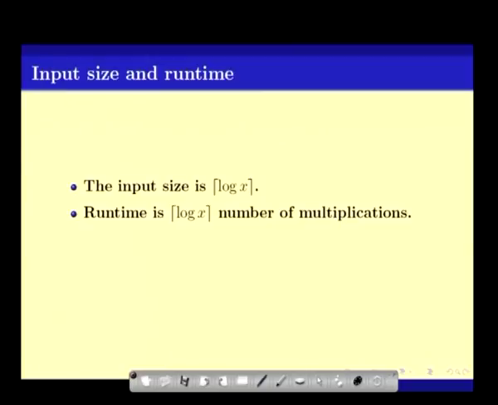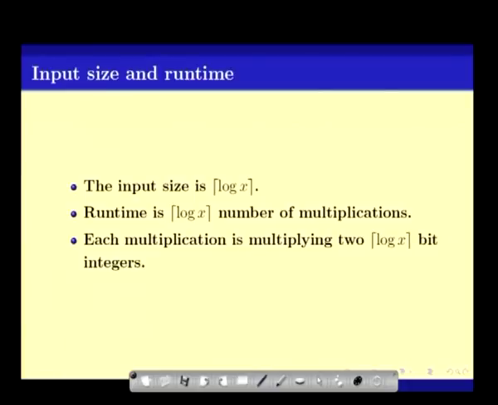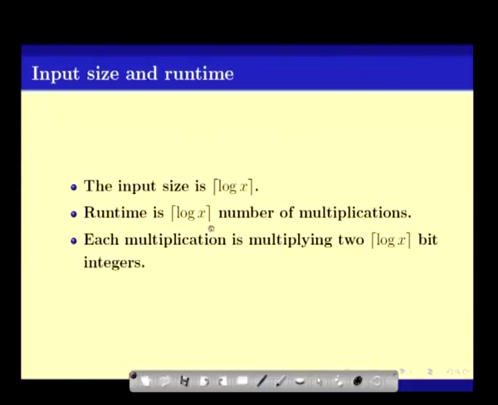But when a computer does it, a multiplication need not be done in one step and it can take some more time. So, every time we are giving two numbers, rather we are giving one number when we are squaring it. This number is any number between 1 and X. So, it is an integer of size log X. So, we are multiplying two log X bit integers, and it depends upon how good a multiplication algorithm I have, and depending on that we can talk about the runtime of this algorithm. The runtime will be log X times the cost or the time required to multiply two log X bit integers.